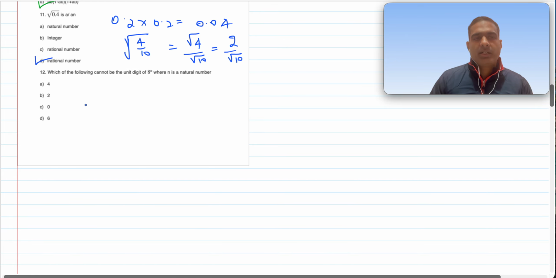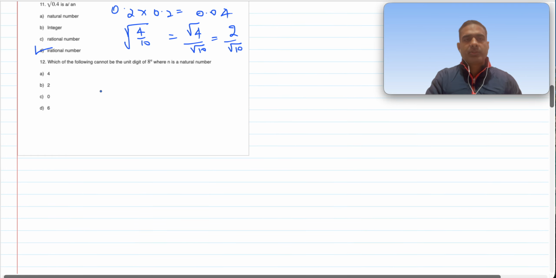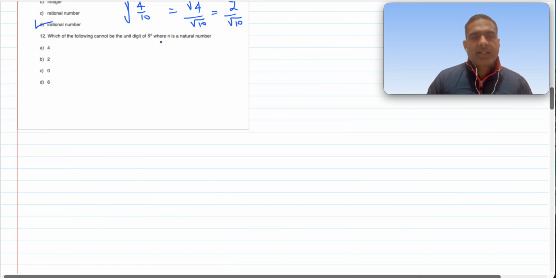Now moving to the last question, question number 12. Which of the following cannot be the unit digit of 8 to the power n, where n is a natural number? Cannot be the unit digit of 8 to the power n. Right? So if I see 8 to the power n, we can write it as 2 cube to the power n. So that is 2 to the power 3n.